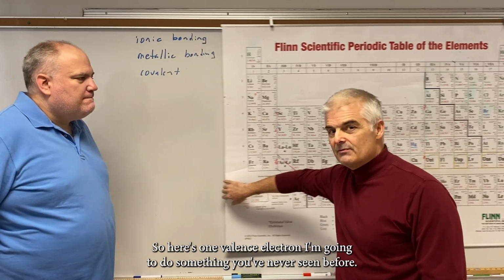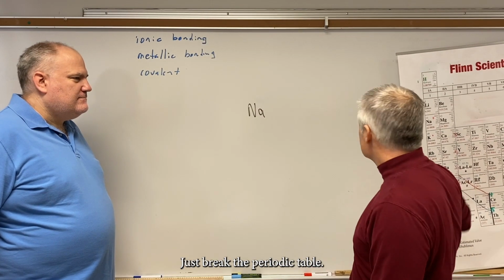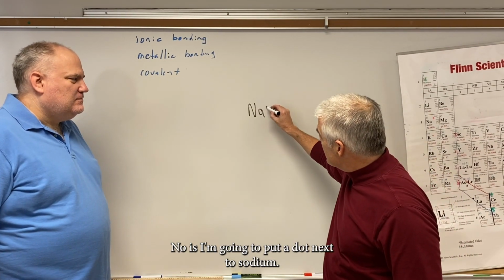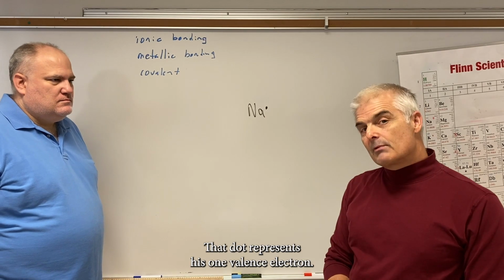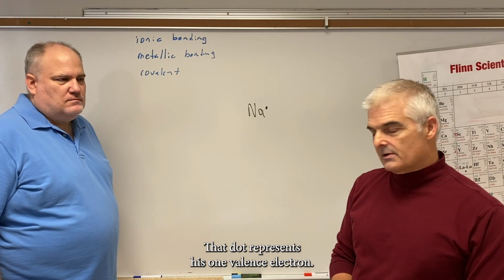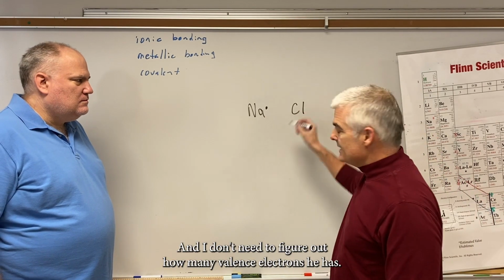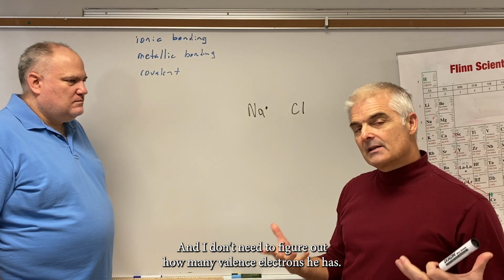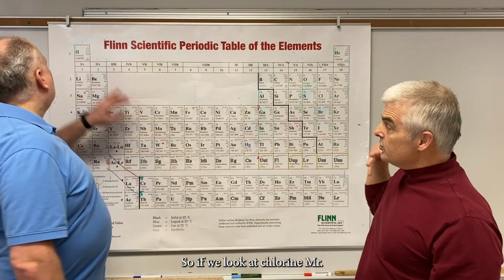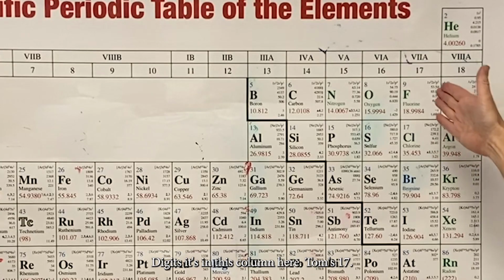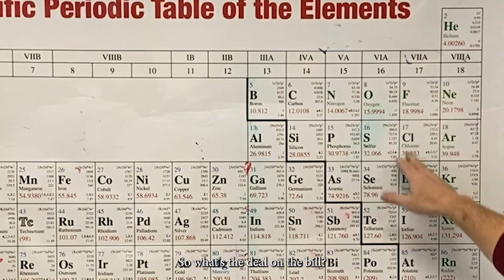Now I'm going to do something you've never seen before. Just break the periodic table. No, I'm going to put a dot next to sodium. That dot represents its one valence electron. And then I'm going to draw chlorine, and I need to figure out how many valence electrons it has. If we look at chlorine, it's in this column here, column 17. So what's the deal on the valence electrons?